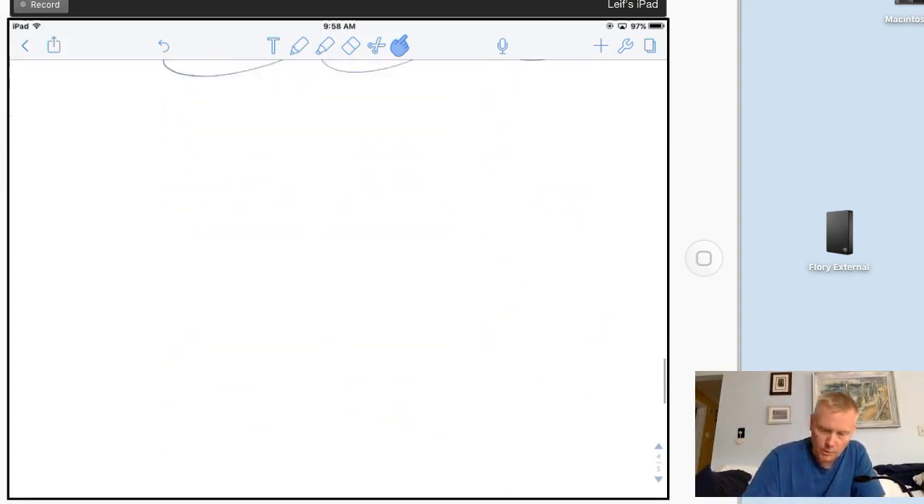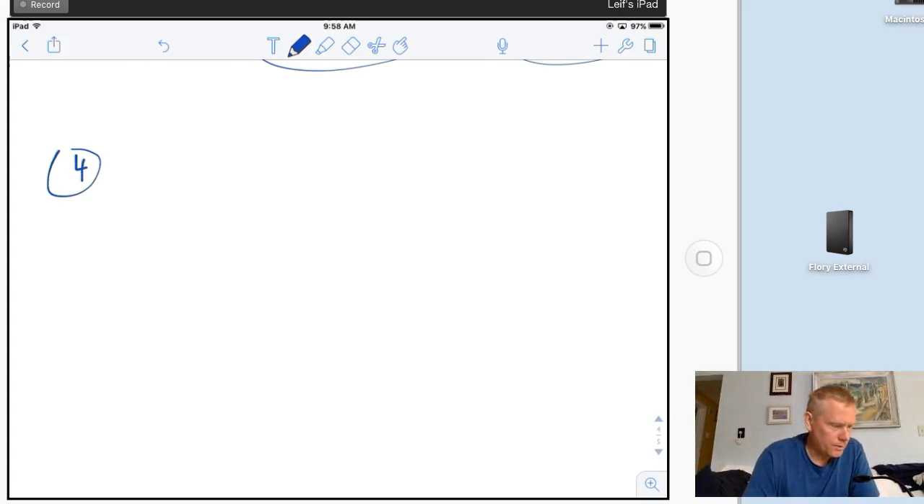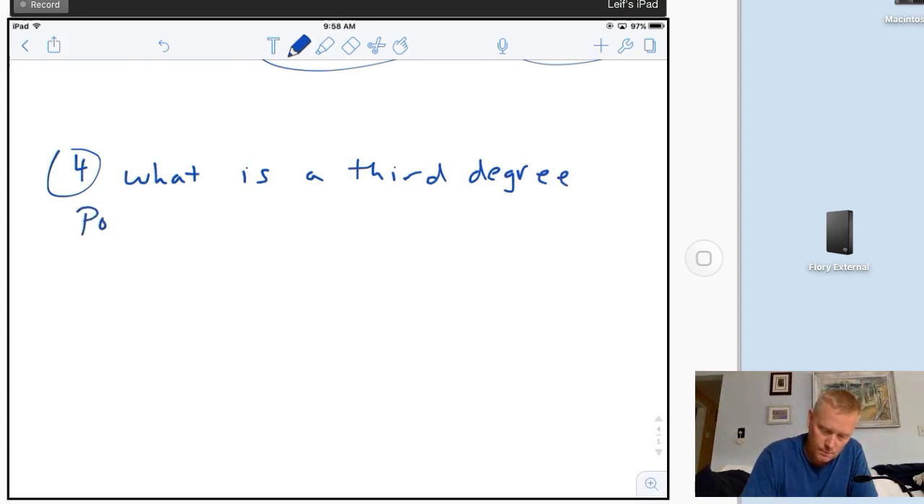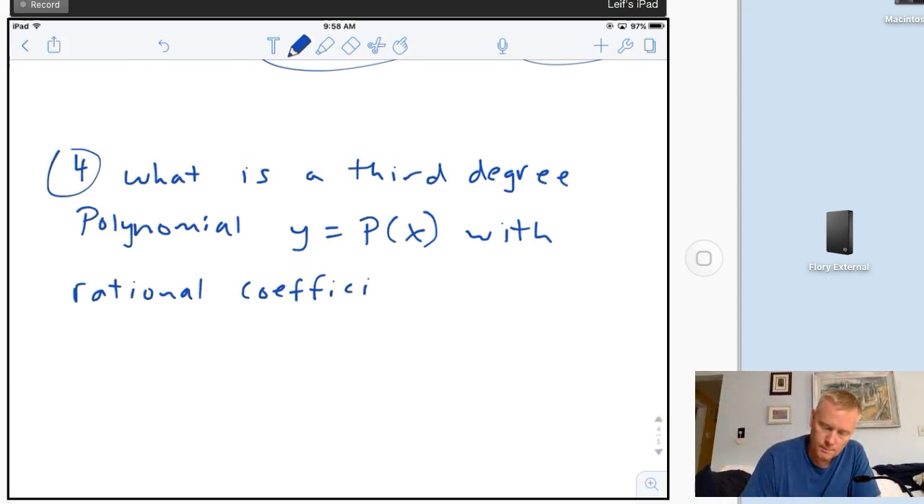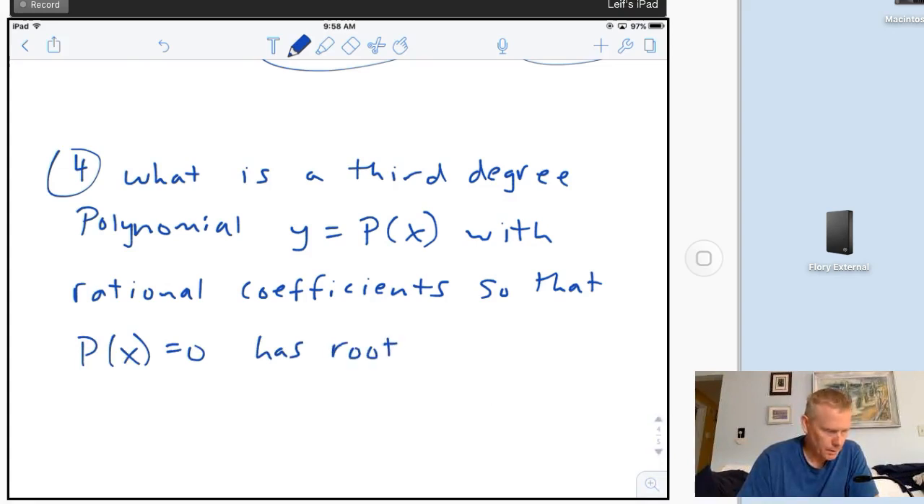Next one. All right, going a little different direction this time. Number 4. What is a third degree polynomial y equals p of x with rational coefficients so that p of x equals 0 has roots -4 and 2i.